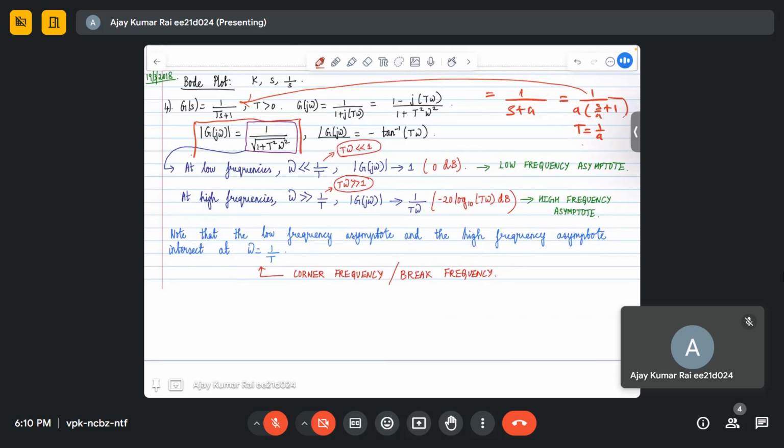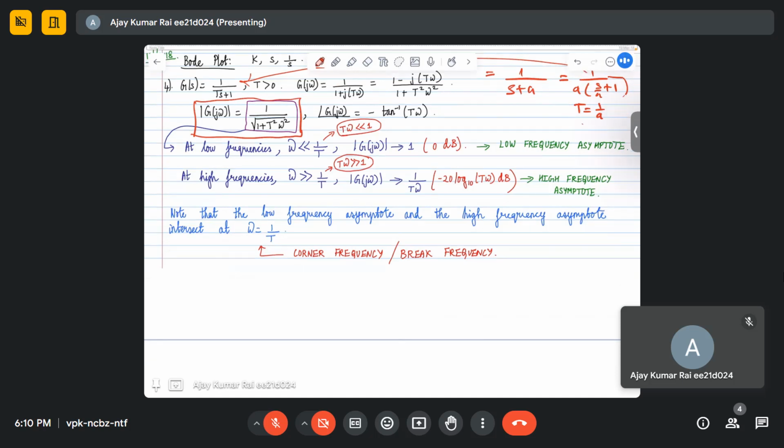Again we take the magnitude here. How we take the magnitude, that also we have seen in the previous weeks, and the angle. Here one important thing is we want to construct two asymptotes, at low frequencies and at high frequencies. So we want to find the magnitude in dB at these two frequency ranges. So how to construct that?